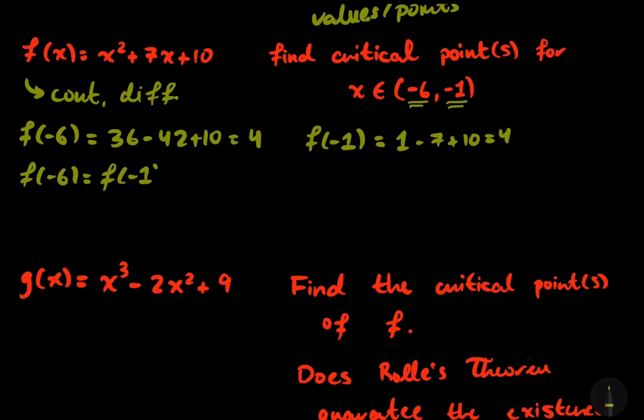So the function evaluated at the boundary points are equal to each other. And we know that this function is continuous and differentiable over our interval. And so we know that Rolle's theorem is going to hold. We are going to have at least one critical point within this interval.